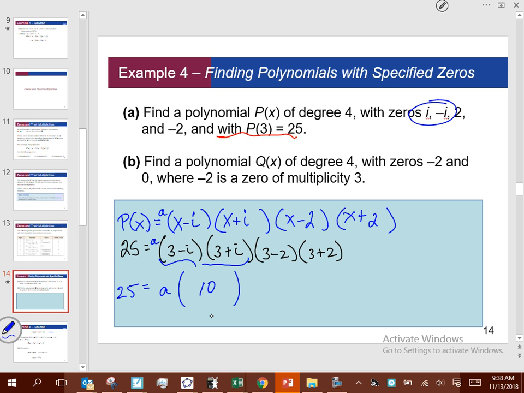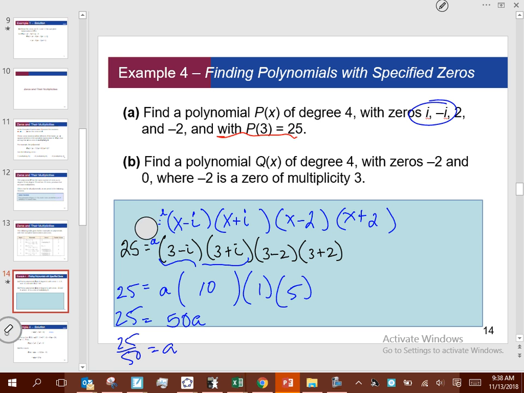Okay. Now I got 3 minus 2, which is going to be 1, right? And 3 plus 2, which is 5. So what have I got on the right-hand side? 5. 4 times 5 on the left, right? That's all for a. 25 over 50. There's my 1/2 that we're looking for, right?